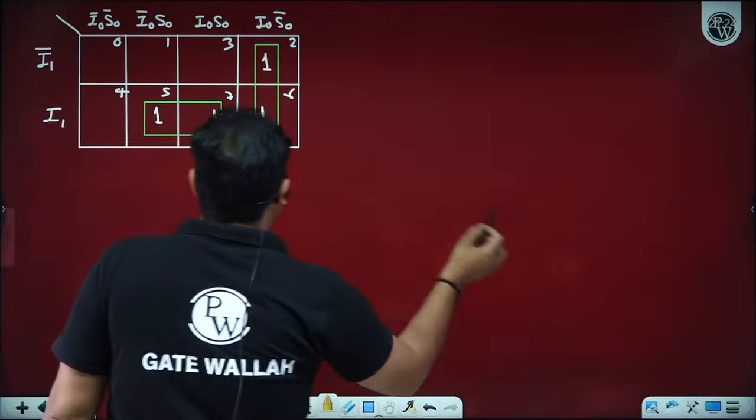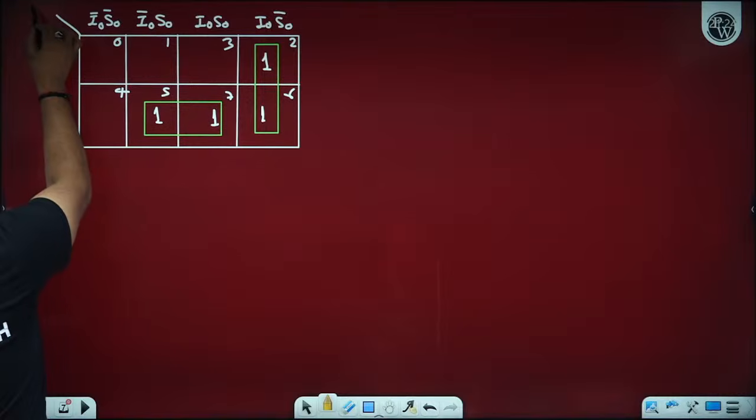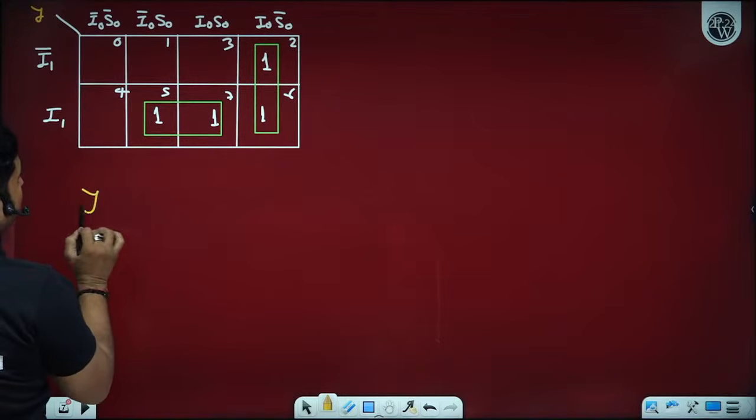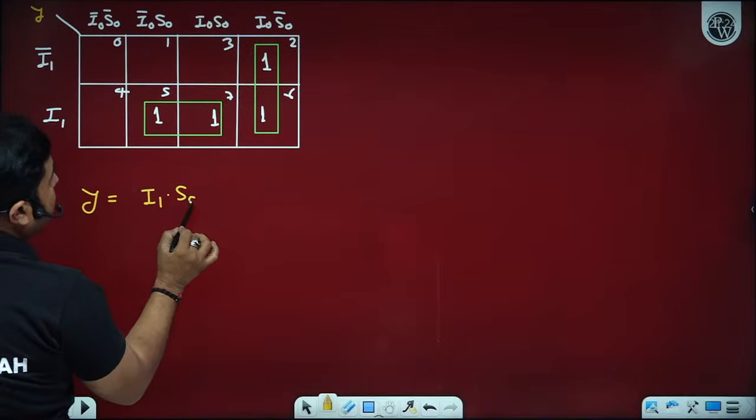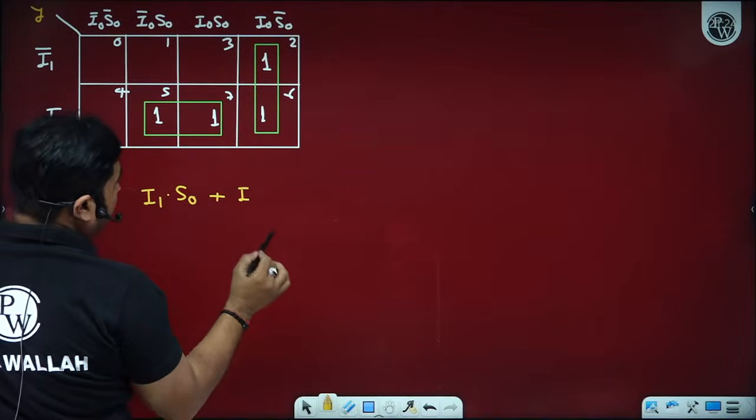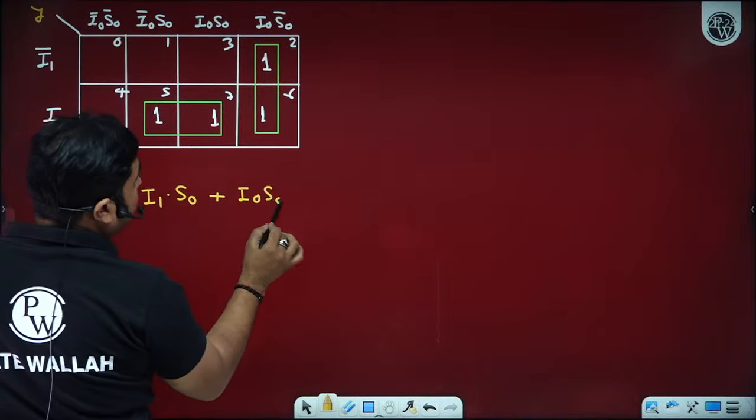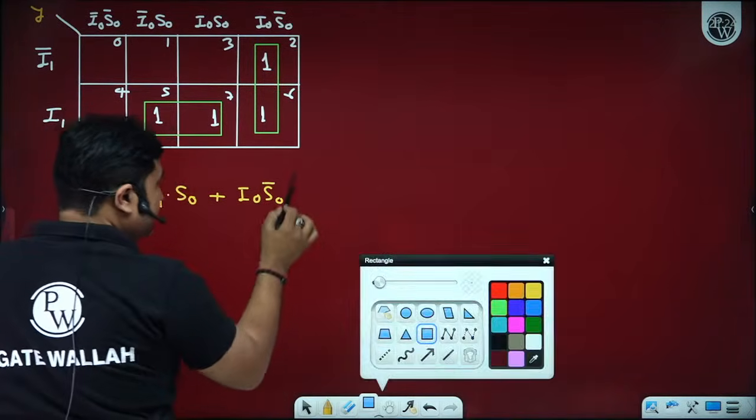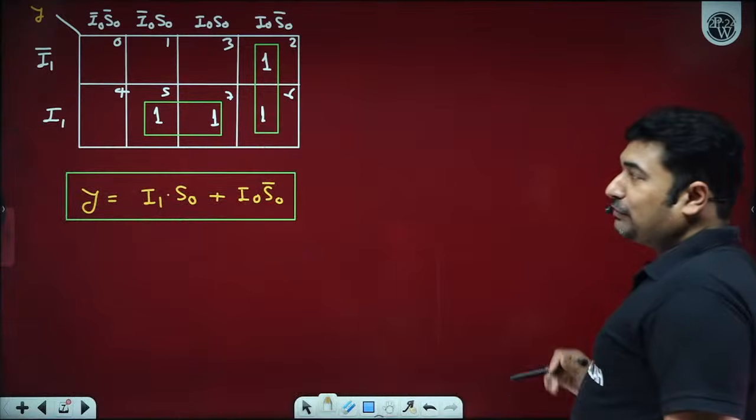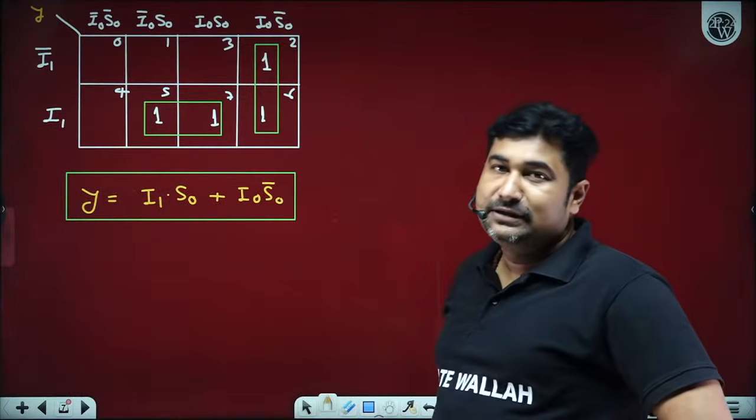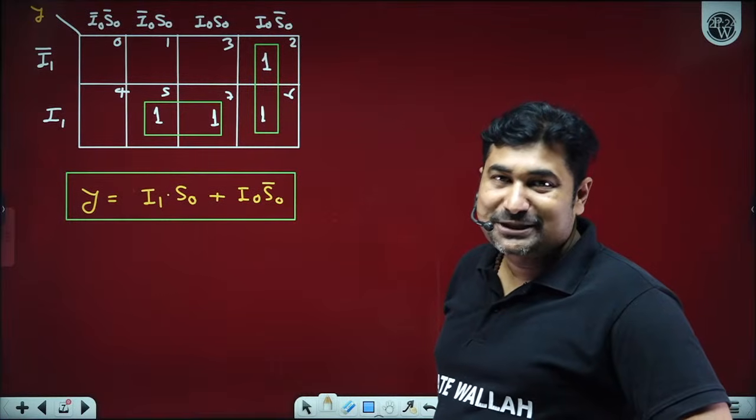So what is the logical expression we are getting? For our output Y, we are getting Y = I1 S0 plus I0 S0 complement. Great, sir. How many of you are able to understand, beta ji? Please let me know by writing in the comment section.